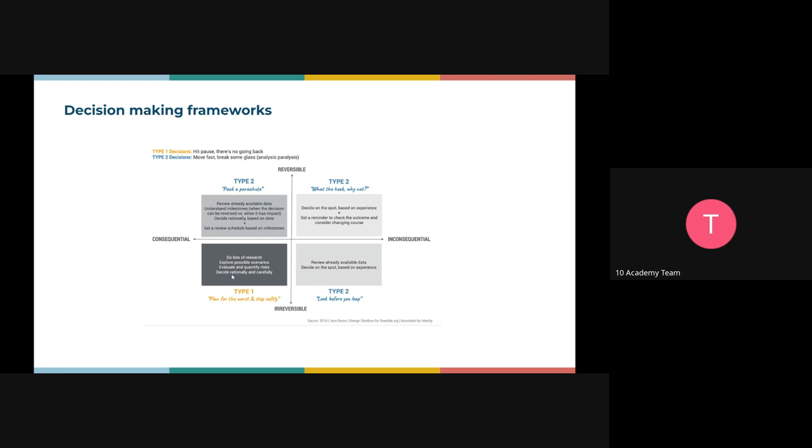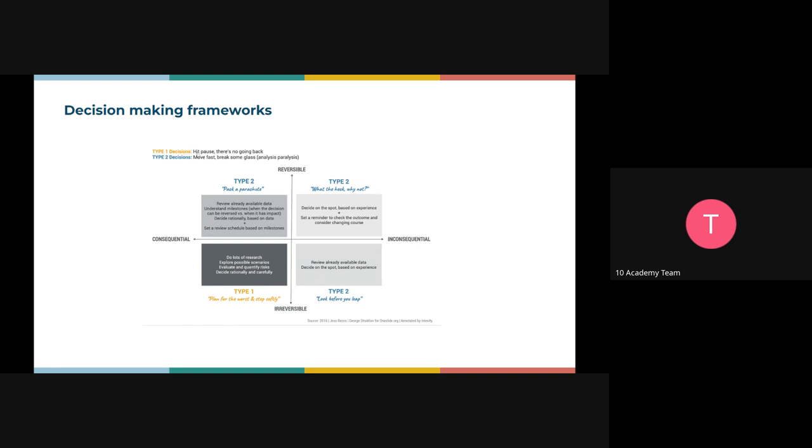So when you're faced with a type 1 decision that you have to make, he advises you to do a lot of research first, so you don't have to make this quick and rushed. And then you explore the possible scenarios, explore the possible outcomes when you choose certain decisions, and then evaluate and quantify the risk of each and every scenario that you explore, and then decide rationally. And remember, when we say rationally, decide on reason. So decide after you evaluated and quantified the risks. So decide rationally and very carefully, because there's no going back and you're going to have a lot of consequences. So that's on type 1 decisions.